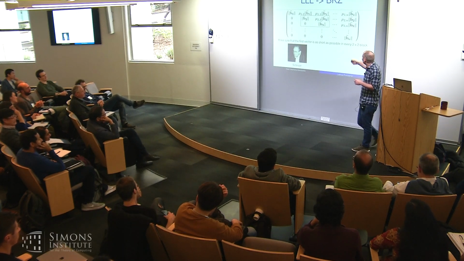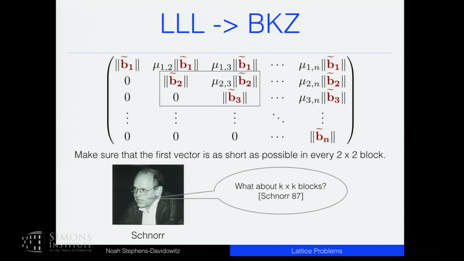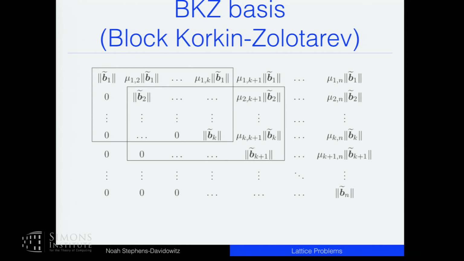So, okay. LLL, the idea is look at these little 2x2 blocks and make the first vector as short as possible. Schnorr, I guess 5 years later, or at least was published 5 years later, said, what if we look at k by k blocks instead of 2x2 blocks? The LLL algorithm was a really good idea. This is also a really good idea.